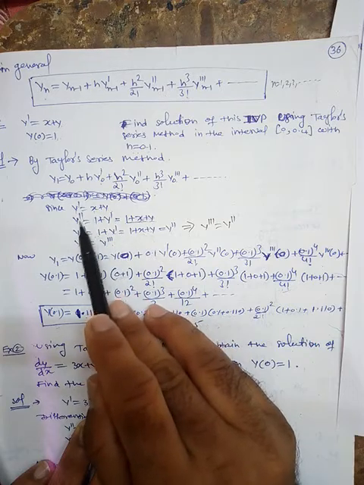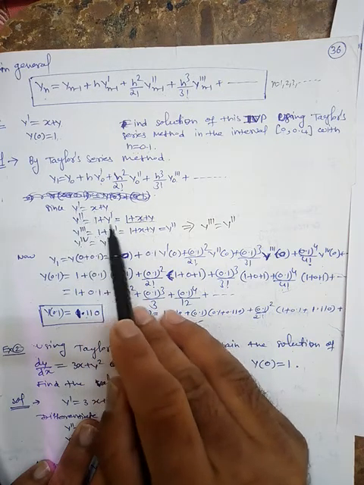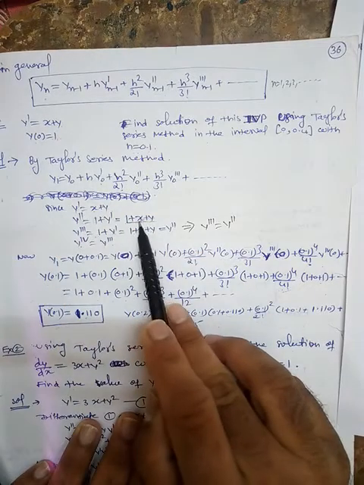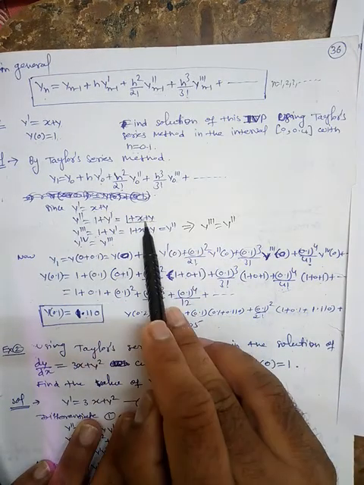So we will get y double dash is equal to 1 plus y dash. But y dash means what? x plus y. So 1 plus x plus y. Again differentiate this with respect to x.